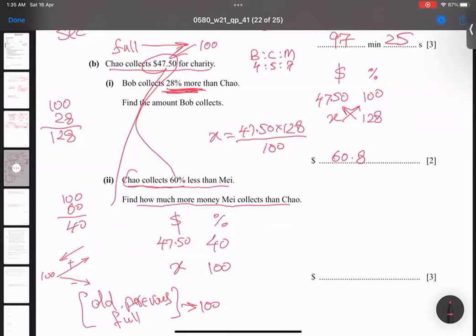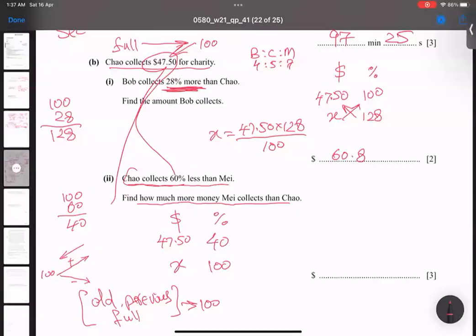Let me recheck. Let me find once again what he's asking for. C is 60% less than M, okay? 60% less, and find how much more money M collects. So yes, 60% less means that it equals 40%. So 47.5 times 100 divided by 40. And finally, the answer coming here, X, is $118.75. So this is the amount for M.